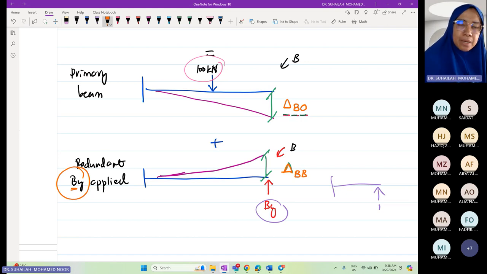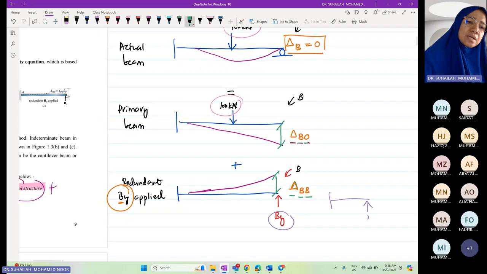So redundant beam maksudnya in redundant beam there is delta, deflection at point B for redundant BY applied. B yang kedua tu dah menunjukkan kepada kita, redundant kita is BY. Tapi kita tak tulis BY, tulis B. Delta at point B for redundant BY applied. Yang pertama merujuk kepada position, yang kedua merujuk kepada sistem.